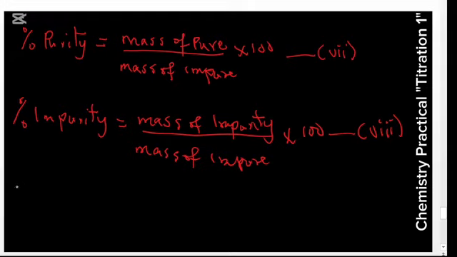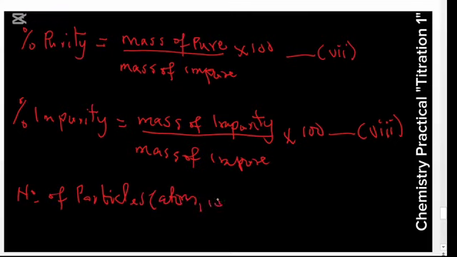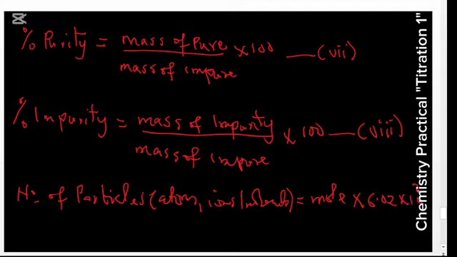So we also have number of particles. Here it could be number of atoms, ions, or molecules. So this is equal to mole times Avogadro's constant. Avogadro's constant is 6.02 times 10 raised to the power of 23. So this is equation 9. This is the ninth equation.